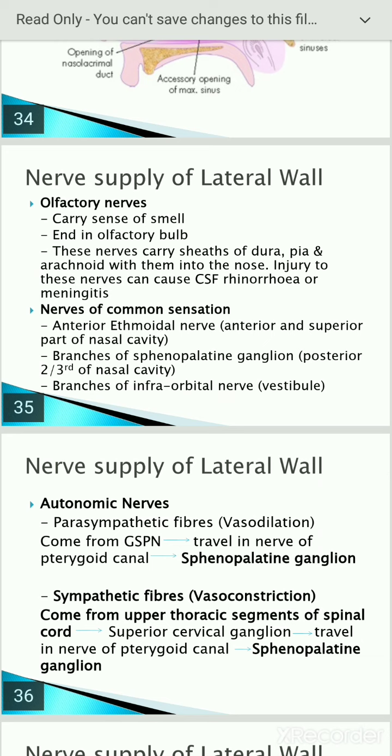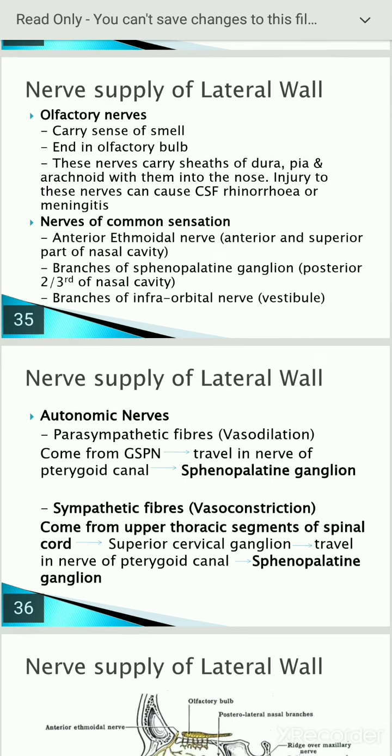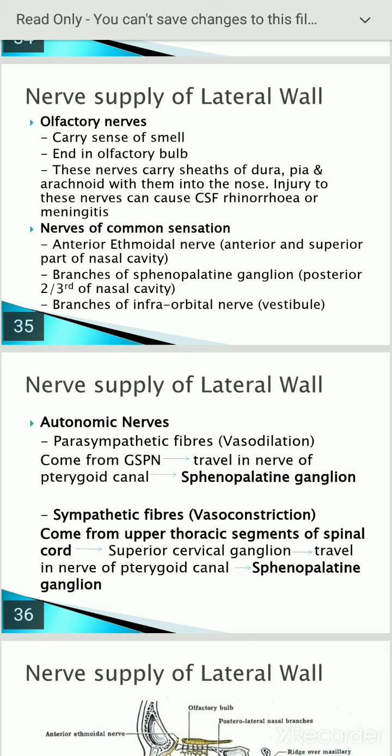There are other nerves which supply the lateral nasal wall. First is the anterior ethmoidal nerve, which supplies the anterior and superior part of the nasal cavity. There are branches of the sphenopalatine ganglion, which supply the posterior two thirds of the nasal cavity, and branches of the infraorbital nerve, which supply the nasal vestibule.